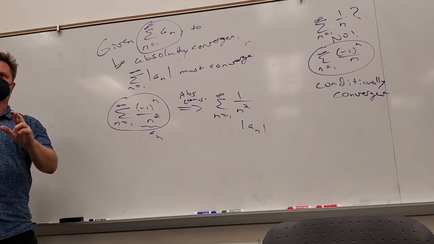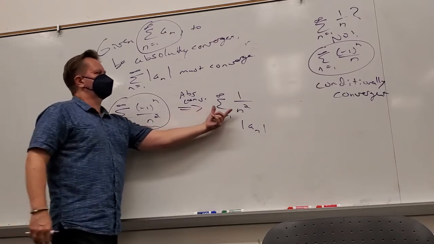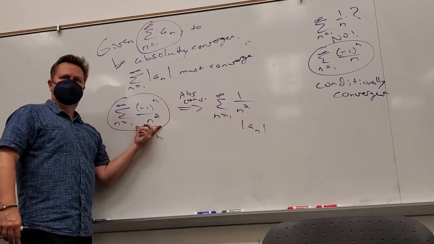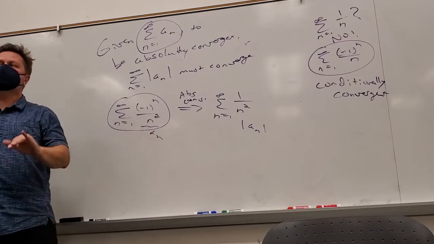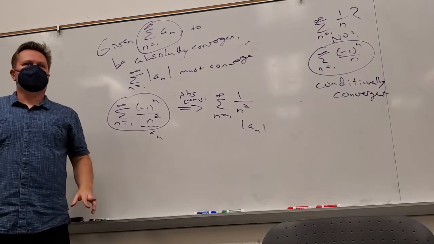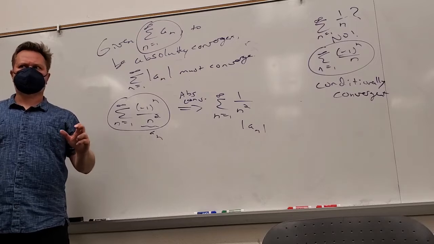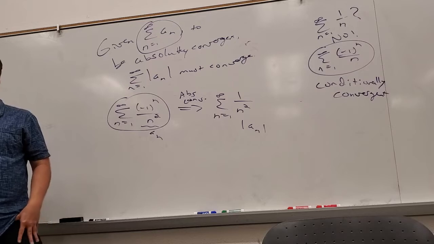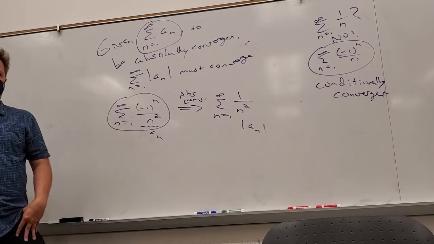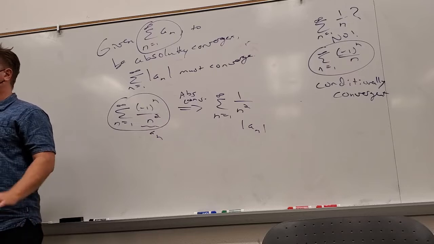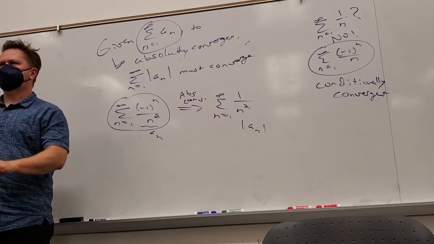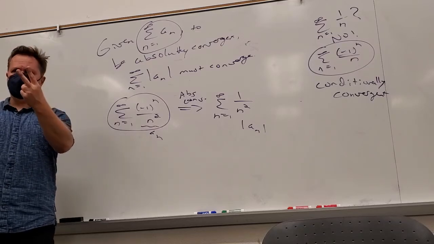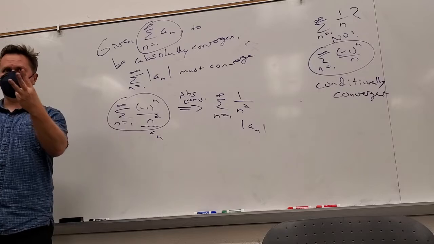Now, what if you take the absolute value and it doesn't work? Then you come back and do what with this? The alternating series test, to see if it's conditionally convergent. So the only options are conditionally convergent and absolutely convergent, or it's just divergent. Exactly, it doesn't have to be convergent. So for convergence, it could be divergent, it could be conditionally convergent, it could be absolutely convergent.